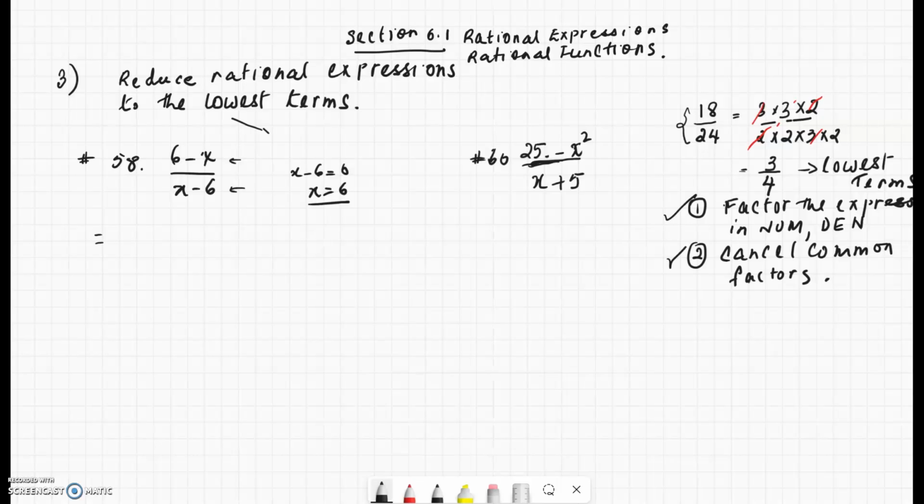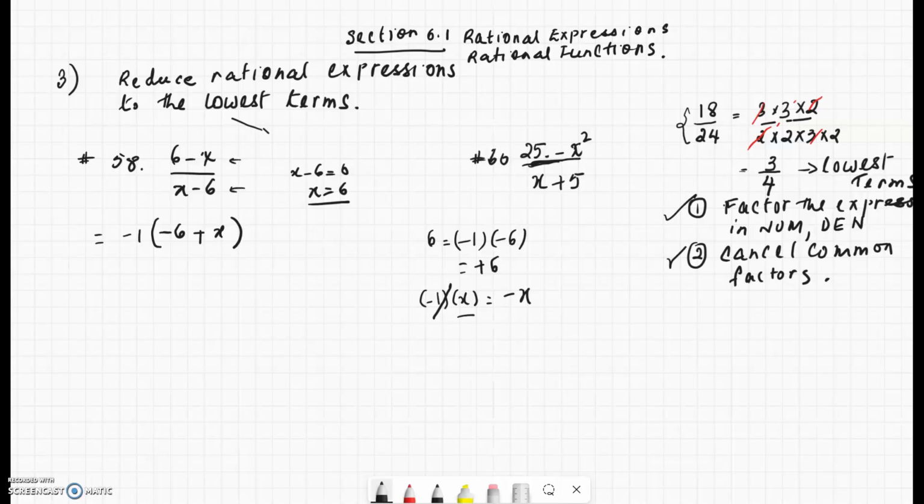So 6 minus x and x minus 6 differ only in sign. What does that mean? In the numerator, if I factor out a negative 1, 6 is negative 1 times negative 6. Do you agree this is equal to 6? So if I factor out the negative 1, I'm left with a minus 6. And I factor out a negative 1 from negative x, so that's negative 1 times x equals negative x. If I factor the negative 1 out, I'm left with a positive x.